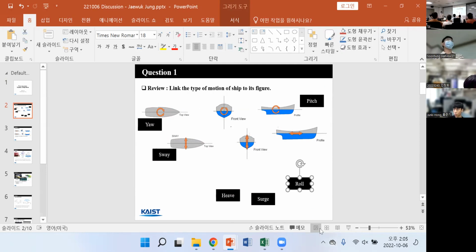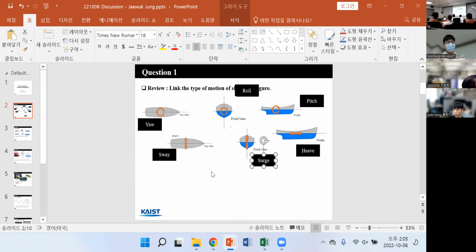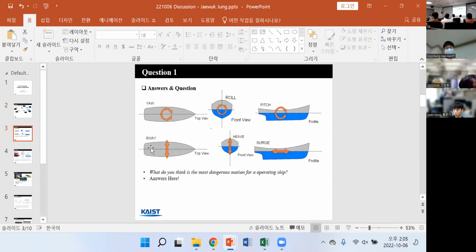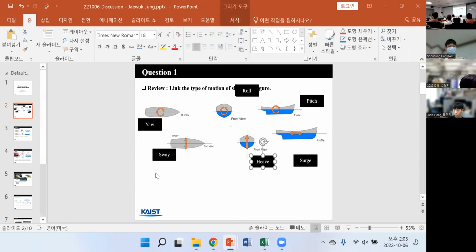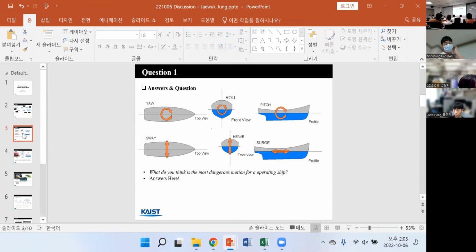What does roll represent? Middle. Okay, number 5, heave. What does heave represent? The right one? Right. This one? Okay. Then third will be here. Okay, so the answers are these two should be changed. So these are the 6 motions that we learned from the student lecture.